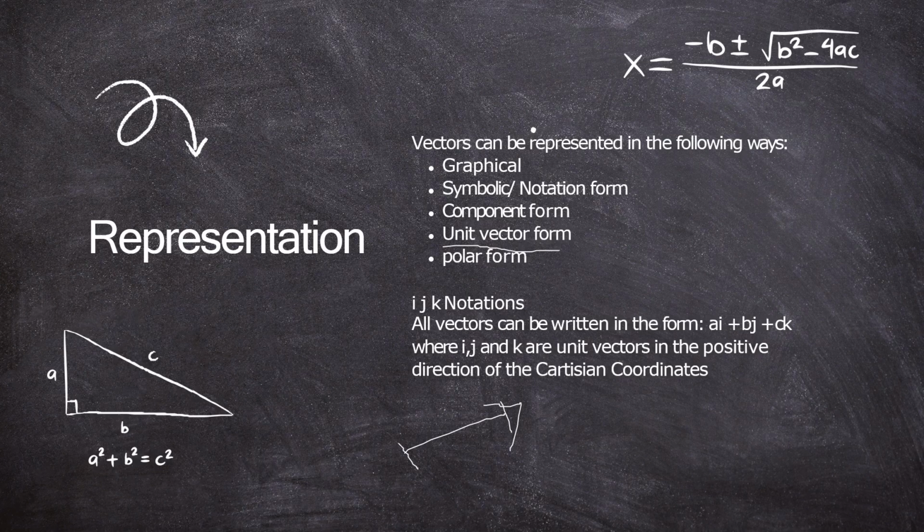So in Cartesian coordinates, the axes are x-axis, y-axis, and z-axis. Corresponding to x, we have i cap. Corresponding to y, we have j cap, and corresponding to z, we have k cap as the unit vectors.